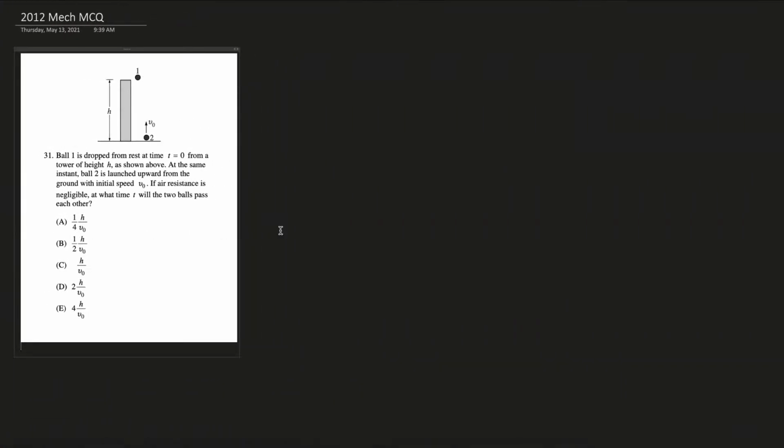Alright, we're almost done. Last 5 problems. So this one says ball 1 is dropped from rest at time t equals 0 from a tower of height h as shown above. At the same instant, ball 2 is launched upward from the ground with an initial speed v0. If air resistance is negligible, at what time t will the two balls pass each other? What I think is the most important is the moment that they pass, or the distance that they pass at, I'll just call this y. This is where this reaches this point. That's also where this thing reaches, and they both meet.